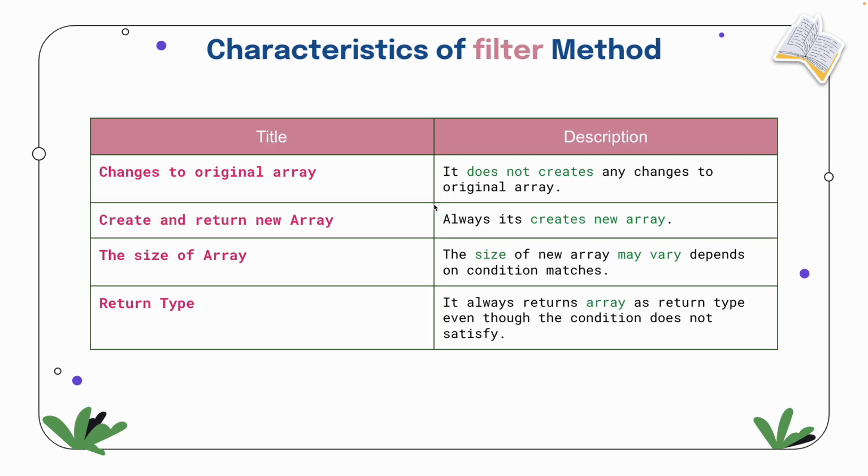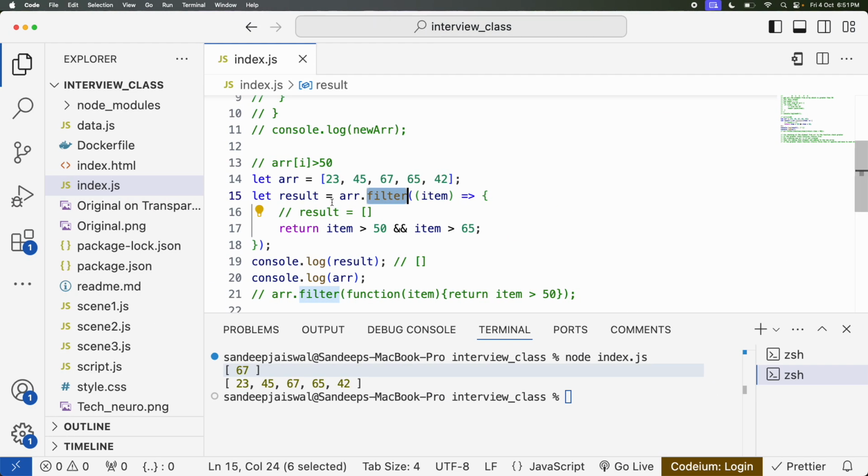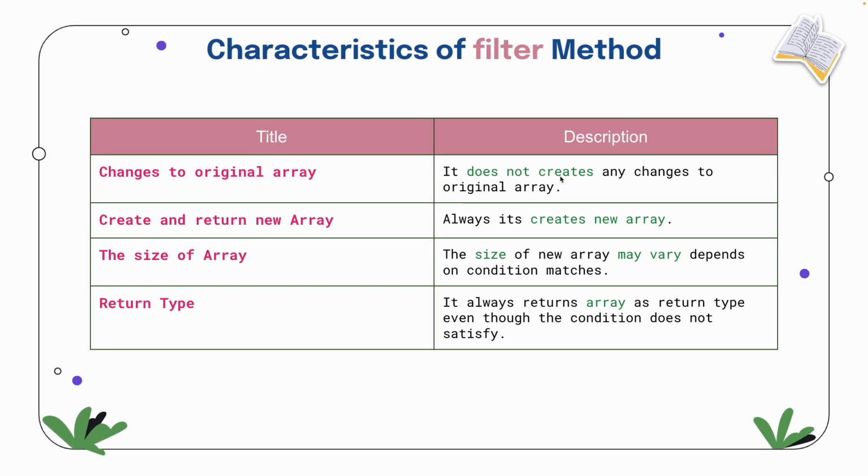Okay, fine. So characteristics of the filter method. Just now we discussed, right? What is the return type? What is the size? So what will it do? Now see, again I have written: changes to the original array. Have you seen any changes to the original array? Tell me. Was this array getting changed when I'm applying filter? No, right? So it does not create any changes to the original array. The filter method will not change the original array. Got it?